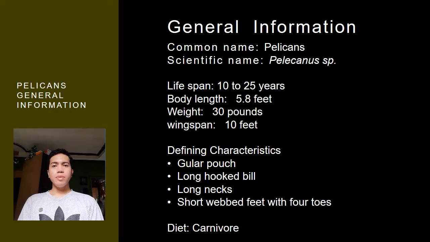So these 8 species of pelicans can live about 10 to 25 years. They have an average size of 5.8 feet and can weigh about 30 pounds. Their wingspan is about 10 feet. Pelicans can be distinguished by their gular pouch, their long hooked bill, their long necks, and short webbed feet with 4 toes. Pelicans are carnivorous, and although they specialize in eating fish, they can also eat crustaceans, amphibians, turtles, and other birds.